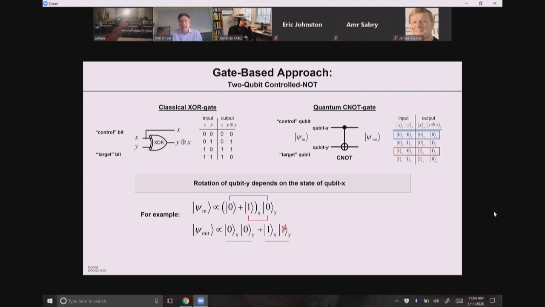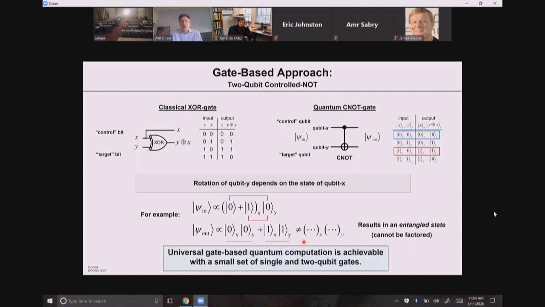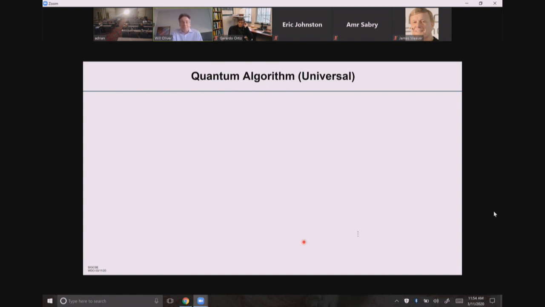It becomes a 1. And now what we see is we have something that's very special. It's called an entangled state, because this cannot be factored into an X component crossed a Y component. So this is a manifestly quantum mechanical entangled state derived from this quantum CNOT gate. So again, with a handful of these types of single and 2 qubit gates, we can do universal quantum logic.